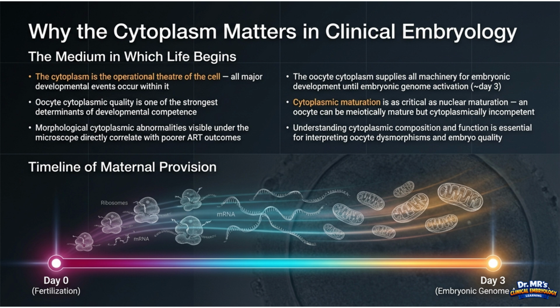Think of the oocyte as a self-contained city, and the cytoplasm as its entire urban infrastructure. The roads, the power grid, the warehouses, the factories, and the communication networks all packed into a sphere roughly 120 micrometers across. Every major developmental event that carries an embryo from fertilization to blastulation depends on what is already loaded into that cytoplasm at the moment of retrieval.